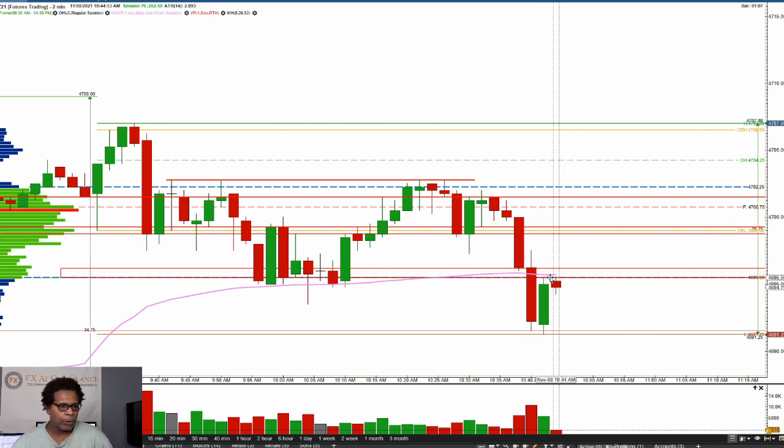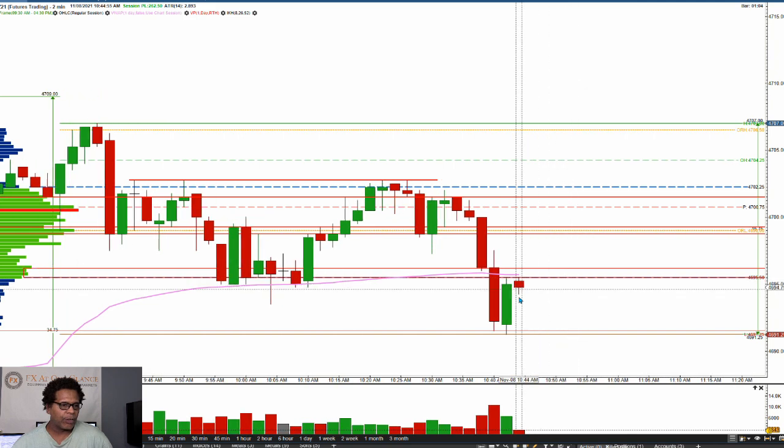Might see this level hold. Now this is a strong bullish sign right here. All right.